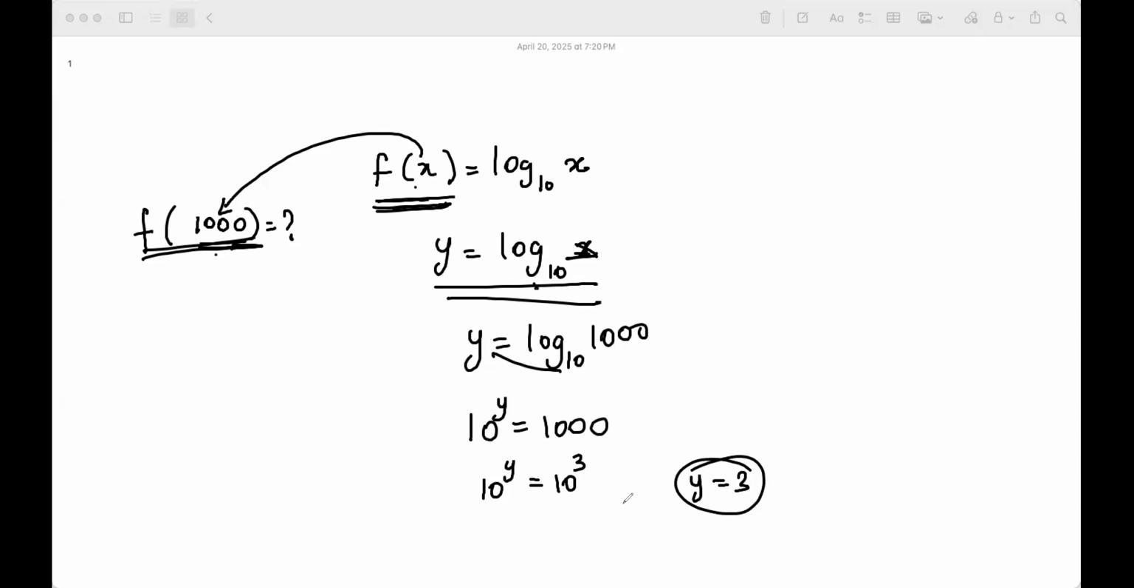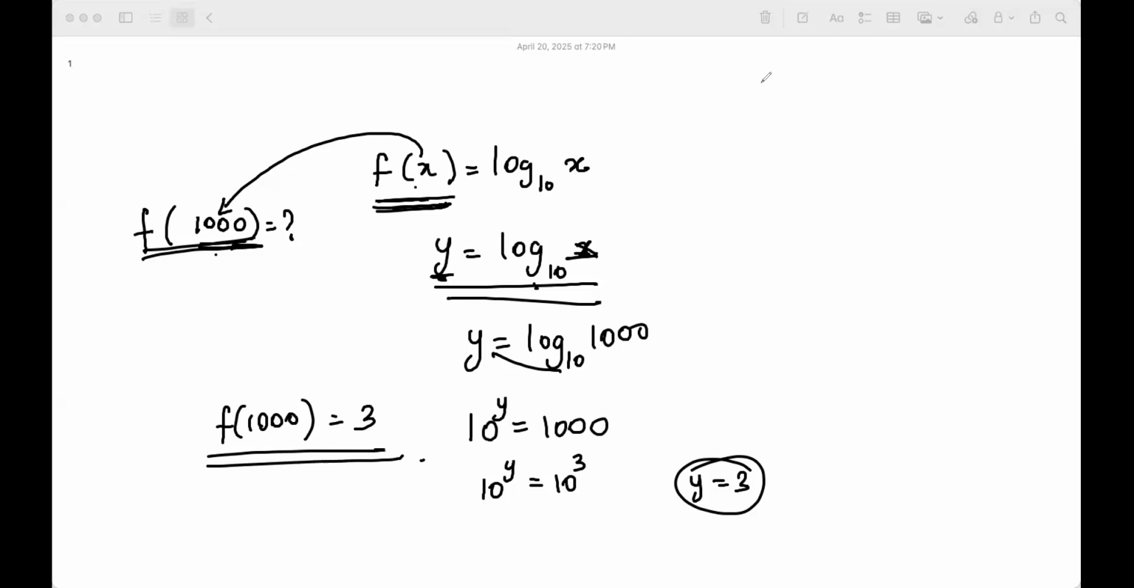Any questions? When you think about it, right? So now you know y equal to 3. So f of 1000 will be... Make sense?